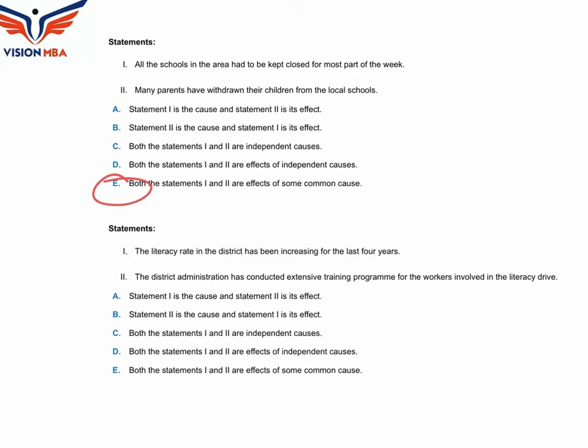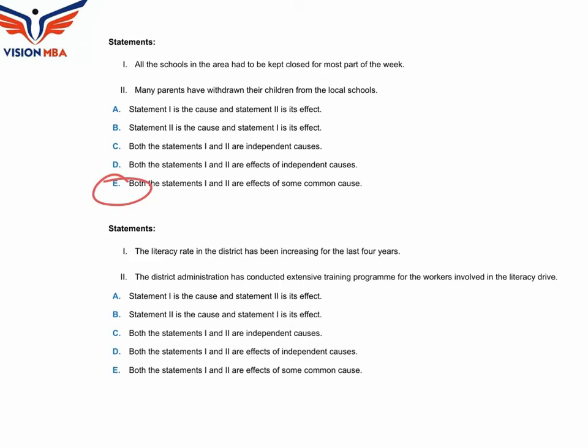The literacy rate in the district has been increasing for the last 4 years. The district administration has conducted an extensive training program for the workers involved in the literacy drive. I want you guys to pause the presentation again, read these two statements, understand them, and then try to find the answer on your own. Now guys, this one is easier than the first one.